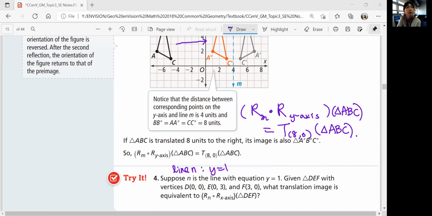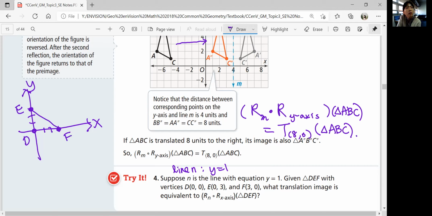First you want to plot your points. I'm going to plot points D, E, F. D is right here, (0, 0). And then E is (0, 3), and F is (3, 0). So that's your triangle. Okay, what translation image is equivalent to this?